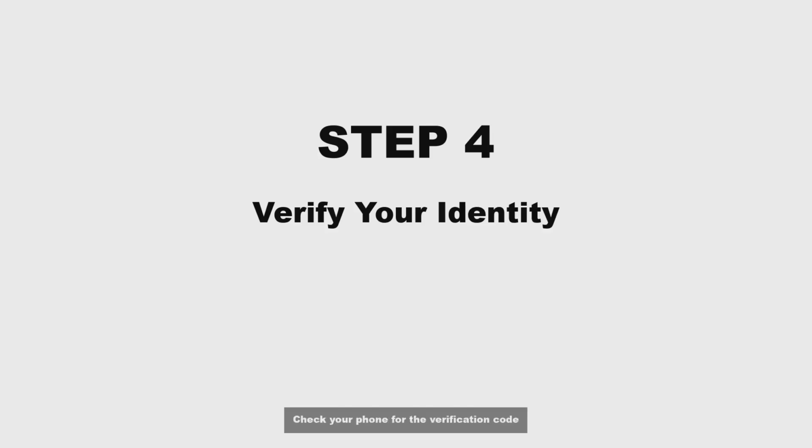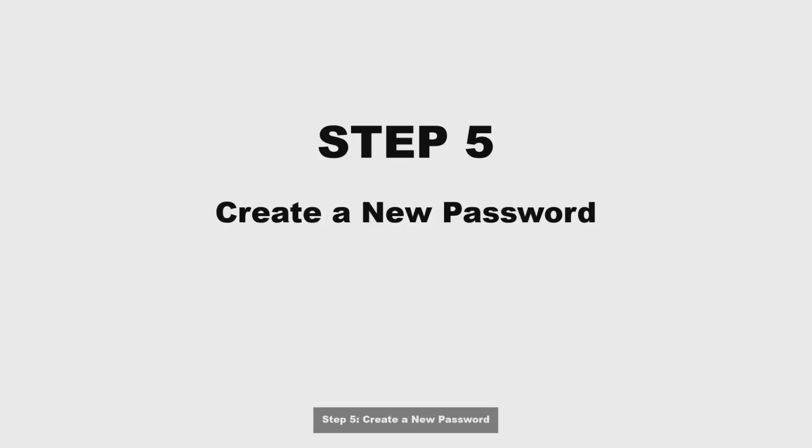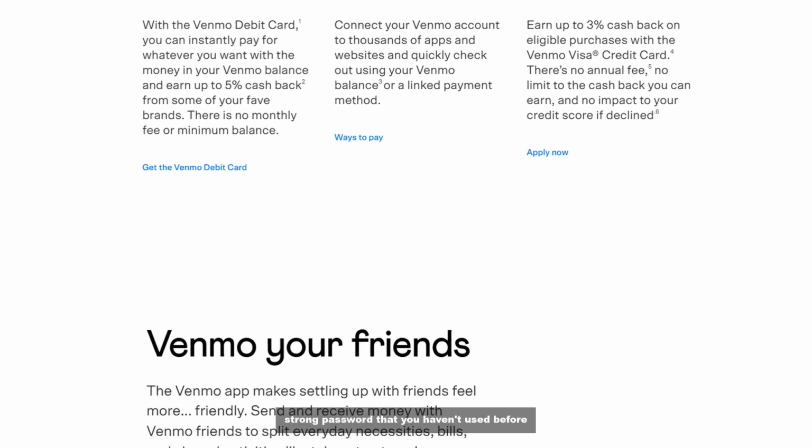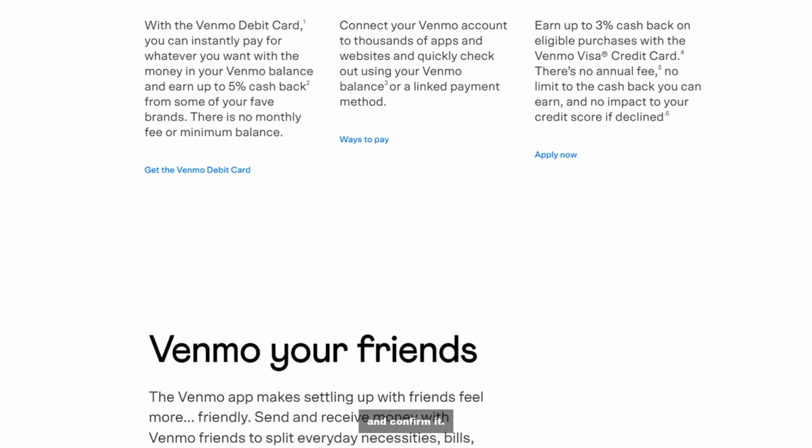Step 4. Verify your identity. Check your phone for the verification code sent by Venmo. Enter this code in the app to confirm your identity and proceed with the recovery process. Step 5. Create a new password. Once your identity is verified, you will be prompted to create a new password. Choose a strong password that you haven't used before and confirm it.